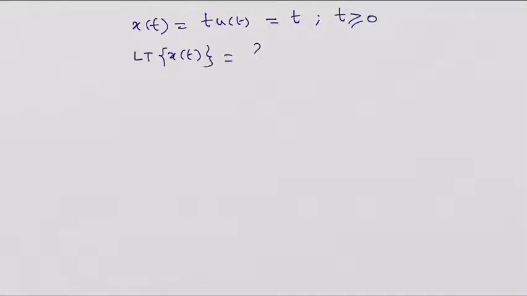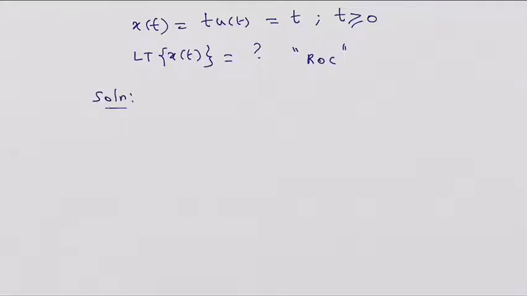When x of t is given as t into u of t, a ramp signal, we could understand that this is simply t only for the values of t greater than or equal to 0. How do we find the Laplace transform of the signal given? And you must also determine the ROC of the signal. Let me start with the solution.